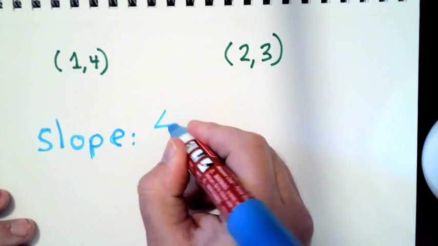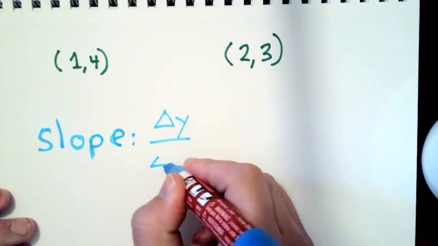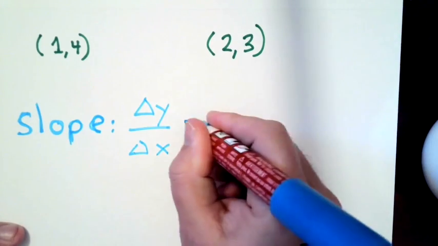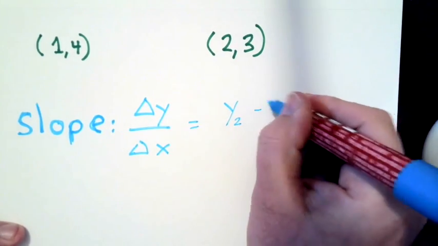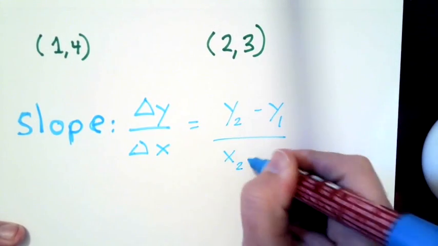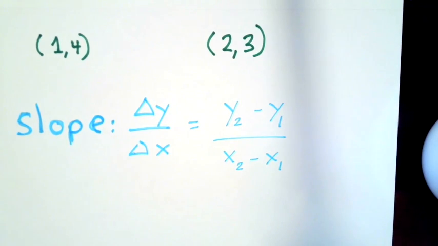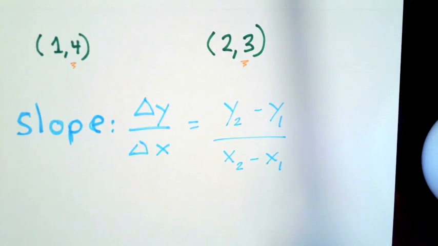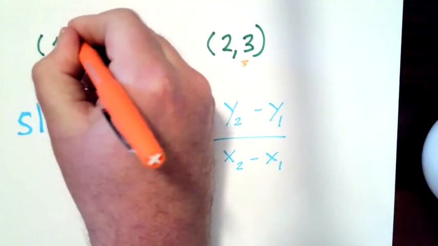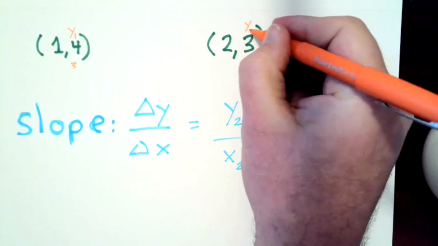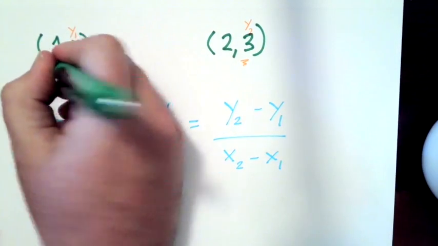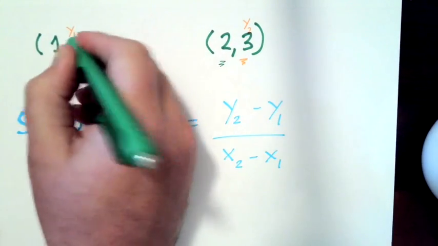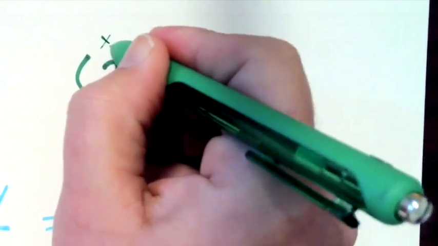Remember that for slope, I'm interested in the change in y over the change in x, or you may know the formula y2 minus y1 over x2 minus x1. It's really important that I get the right pieces right. So the y is the second coordinate, and I'm going to call this the y coordinate of this first point, y1, and the y coordinate of this second point, y2. And the x's are this first coordinate. It's important that these line up in the order. So I'm going to call this first x coordinate x1 and the second x coordinate x2.